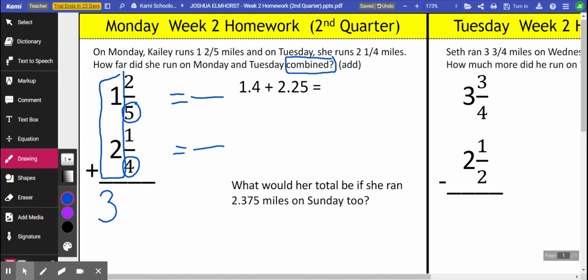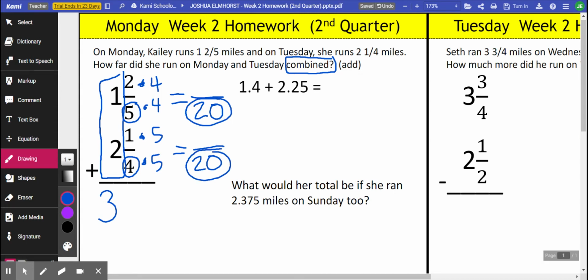So how do we get them into a common denominator? We look at their multiples of 4 and 5. So if we use 4 times 5, and then we do 5 times 4, we can get into common denominators by using the opposite denominator as a multiple. So 4 times 5 is 20, and 5 times 4 is 20. Get them into the same denominators.